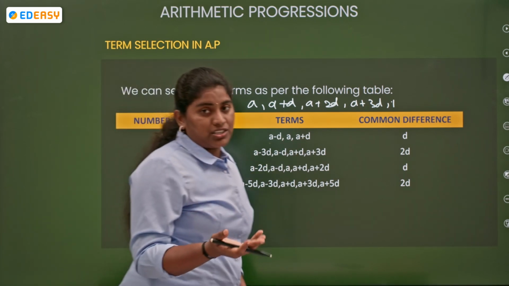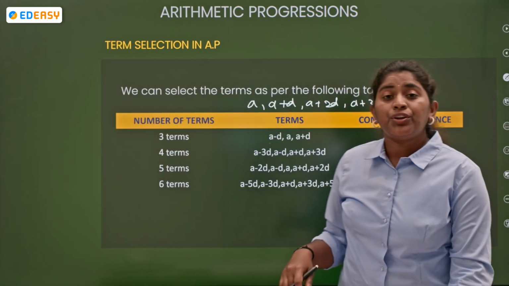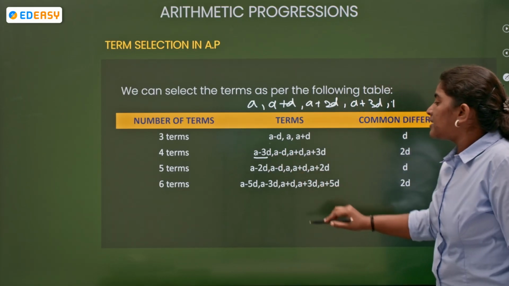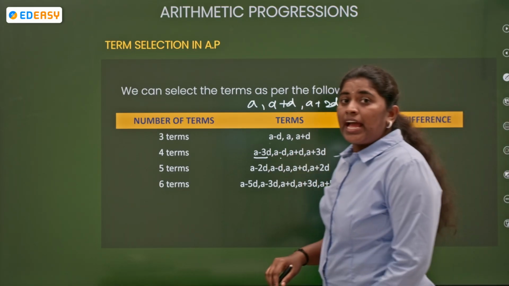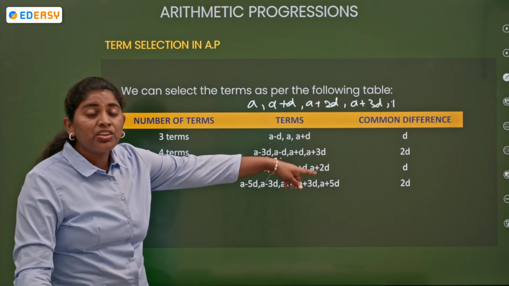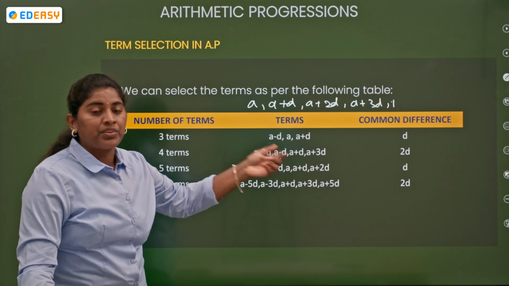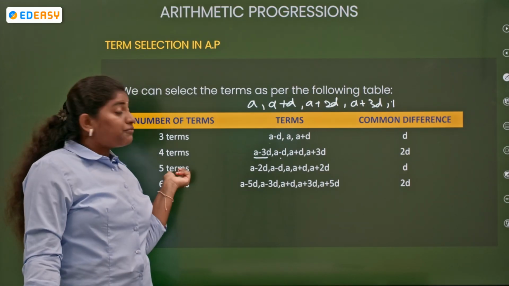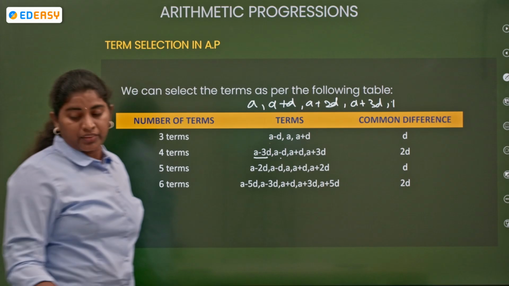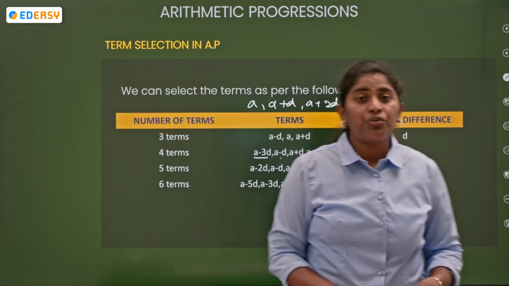And if we need to do it for four terms, then we are going to take a minus 3d, a minus d, a plus d and a plus 3d. Now the common difference will become 2d. Moving to the next, for the 5 terms and for the 6 terms. Clear? Now can we go for the next?